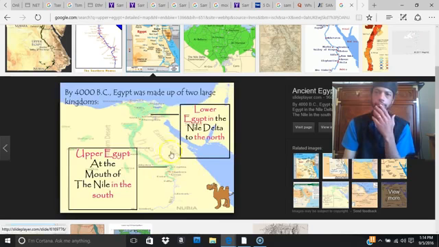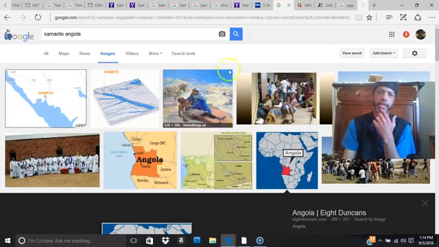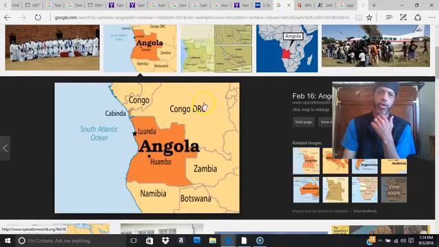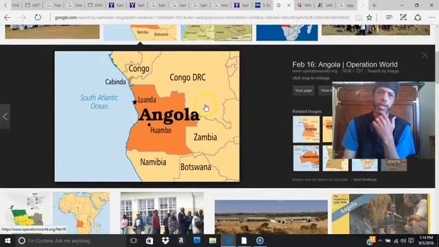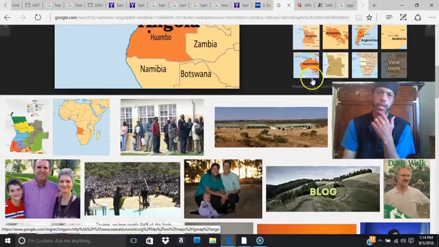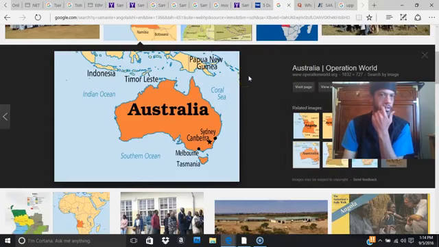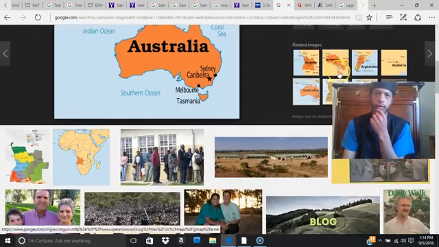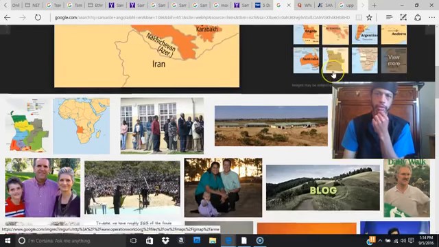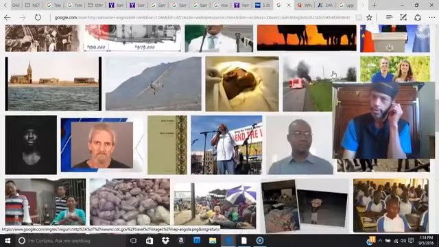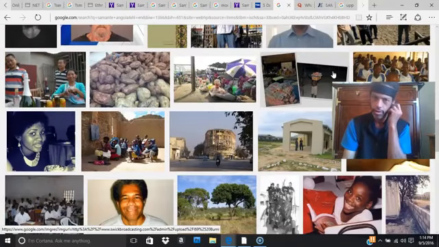Okay, so when you look at Samaria and Angola, its location, now you have to ask yourself, why would they have Australia right here? But, or Argentina. That's a weird, excuse me, wrong one. Let's see if we can get another map. That's nasty.